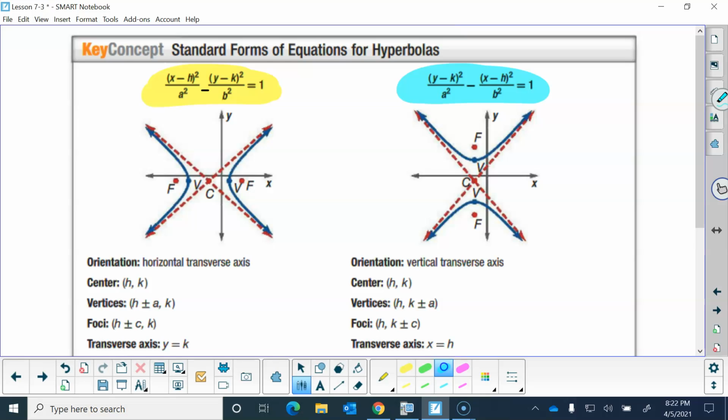And you'll notice that both of these standard form equations have the a squared at the bottom of the first fraction. The b squared is at the bottom of the second fraction. But you'll notice on both those standard form equations, the h value is grouped with the x, the k value is grouped with the y. So the h and the k is going to tell you the center of the hyperbola.